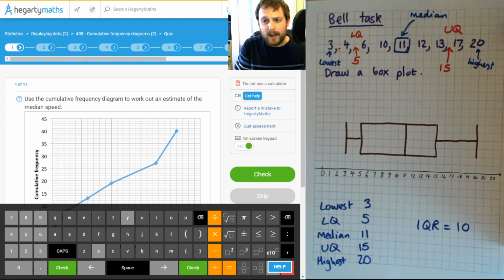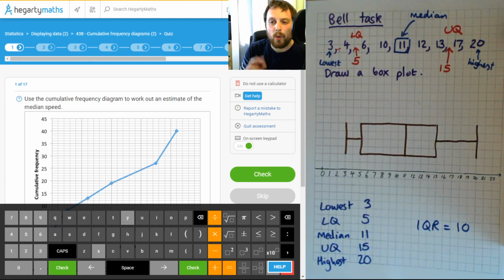Now, I just want to clarify something about comparing 2 box plots that are next to each other, which is actually what one of your Heggerty tasks was about. When it's asking which class did better or which class scored higher overall on average, it's asking about an average. So in that situation, you would compare the medians.